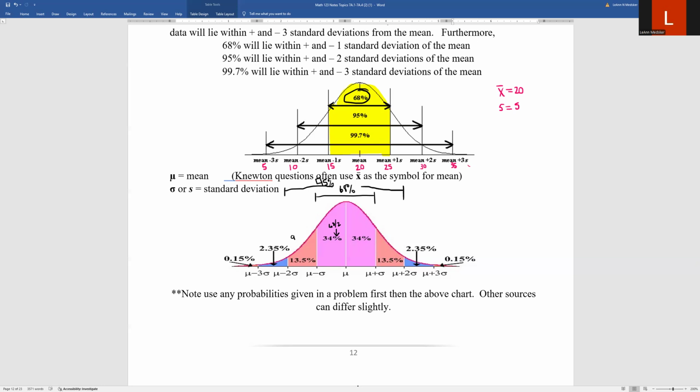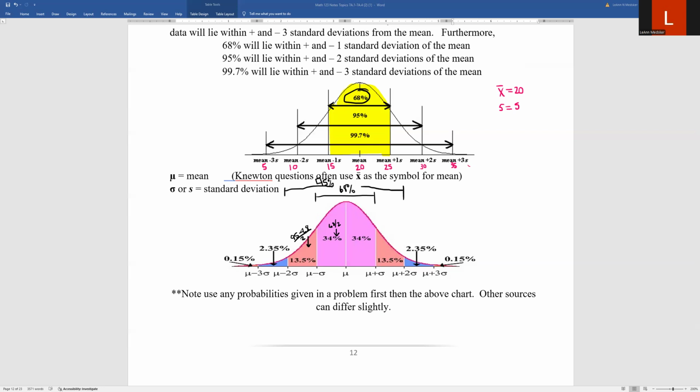So we do 95 minus 68, but that gives me both red areas. So I only want this 1/2, which they're equal to each other. If we take our calculator and check this, 95 minus 68 is 27%, and we're splitting that equally on each side of our mean. So that's where we get 13.5, okay?